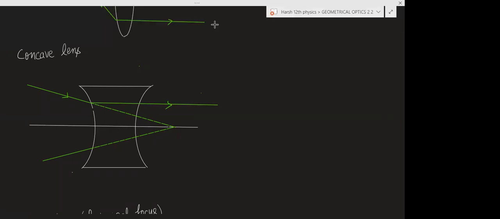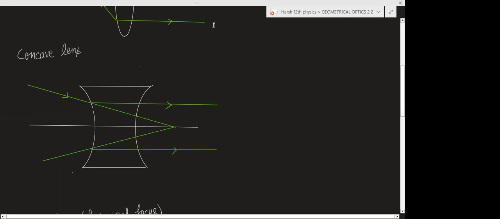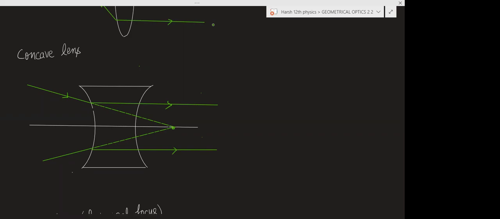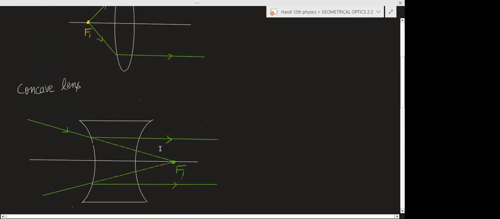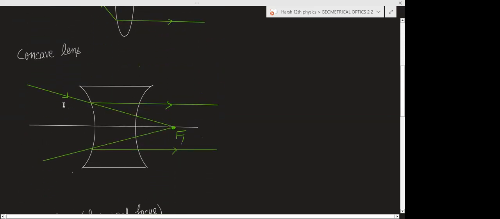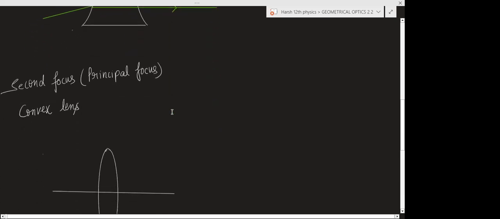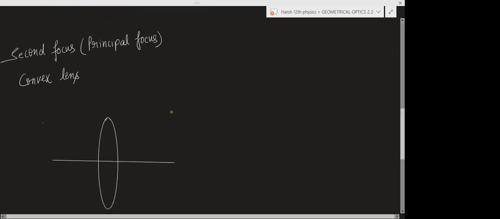Okay, now see. So this will be the first focus in the case of the concave lens. Now you can define the first focus as the point such that whenever a light ray is going towards the first focus, after striking the lens, it becomes parallel to the principal axis. So this is the first focus. Now we will discuss the second focus, the principal focus.